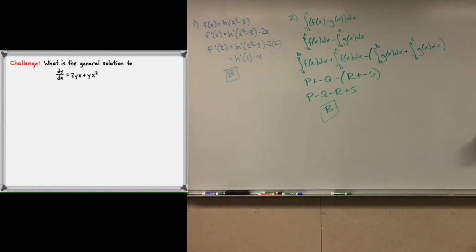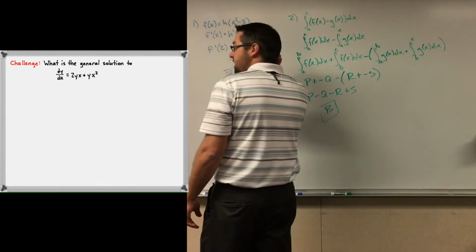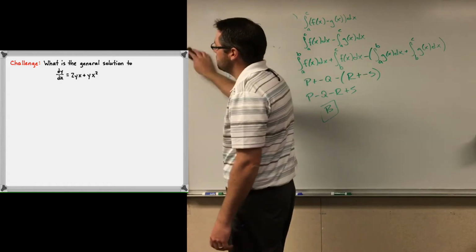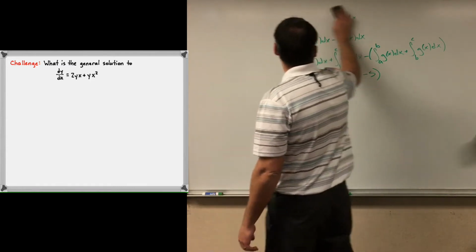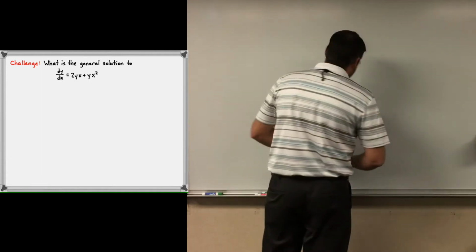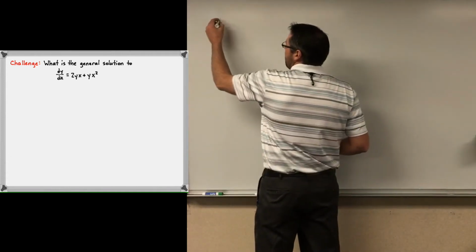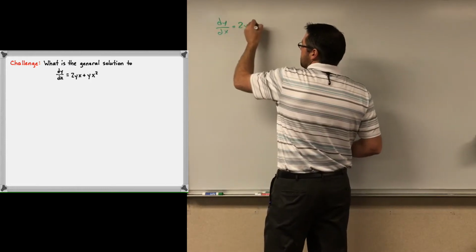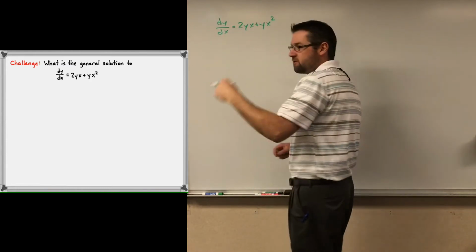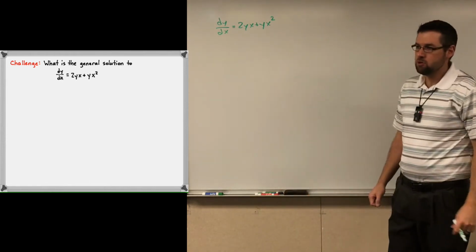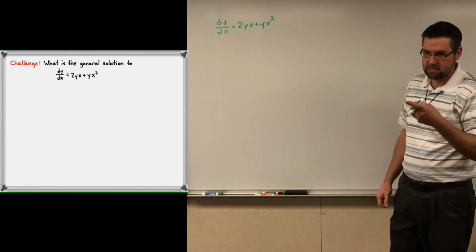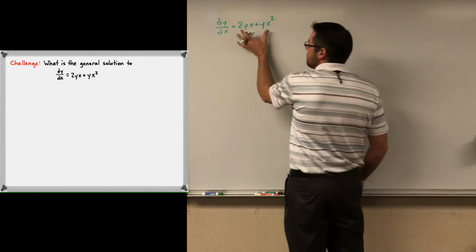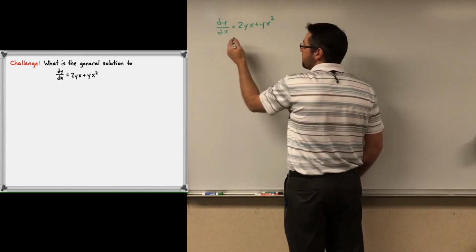So we didn't get to this problem yesterday, but I want to go over it. What is the general solution to dy/dx equals 2yx plus yx squared? If you have dy/dx equals 2yx plus yx squared, what's the very first thing you have to do? You have to, what's it called? Separate the variables, right? We have to get all the y's on one side, all the x's on the other. So what can I do with this to make it workable?